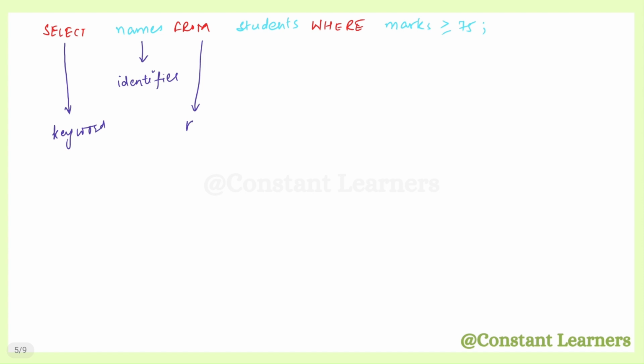Again, from is going to be a keyword. Students is the table name. This is also an identifier. Where will again be a keyword. Marks is again the name of the column. This will be an identifier. Now greater than, equal to, less than, these are operators. Correct? And 75 is the value. That means this is a literal.